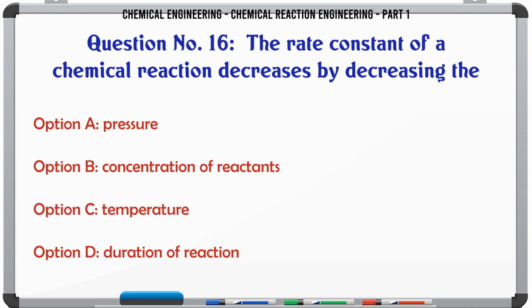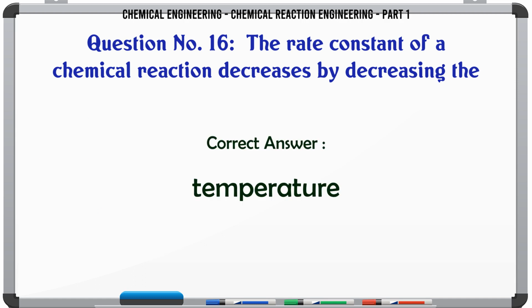The rate constant of a chemical reaction decreases by decreasing the A. pressure, B. concentration of reactants, C. temperature, D. duration of reaction. The correct answer is temperature.